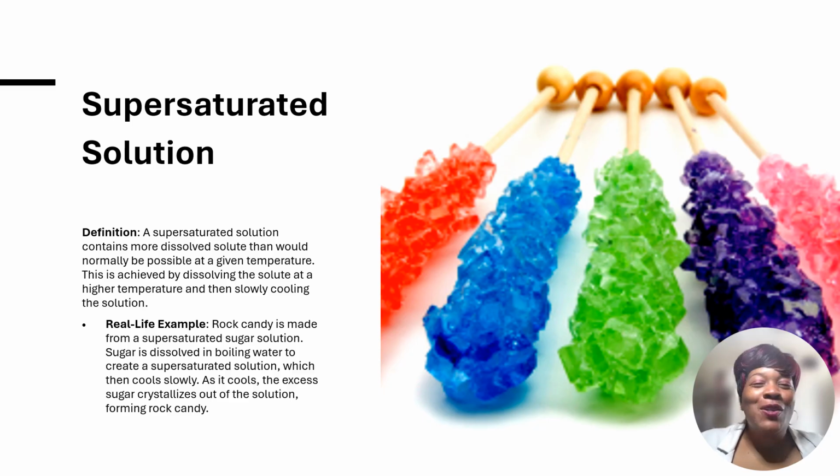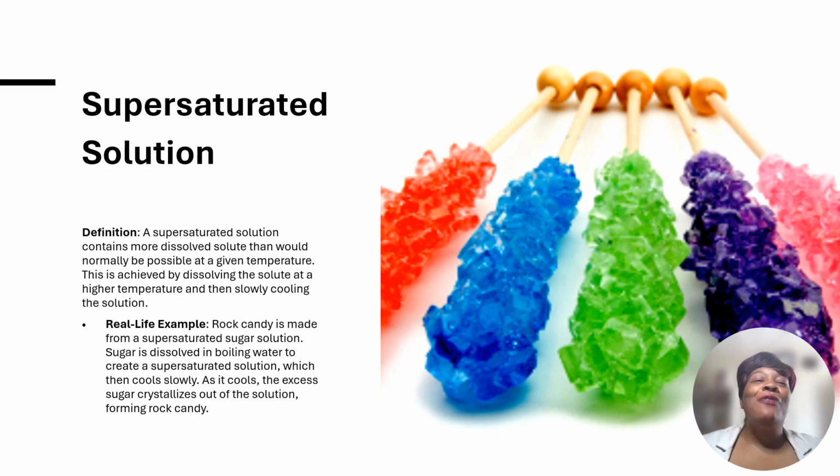Now, I know we talked about how some folks love a lot of sugar in their tea specifically. But here is the deal. If you have what's called a supersaturated solution, that means your solution contains more dissolved solute than would normally be possible at a given temperature. This is achieved by dissolving the solute at a higher temperature and then slowly cooling the solution.